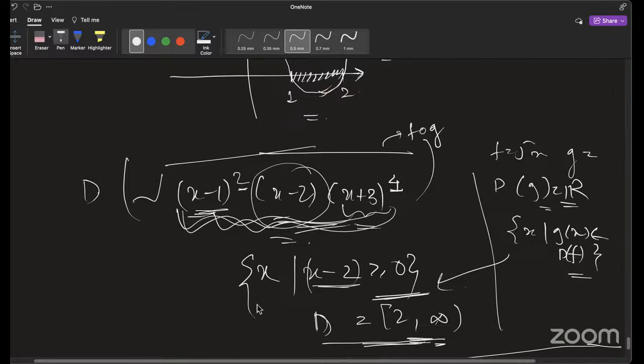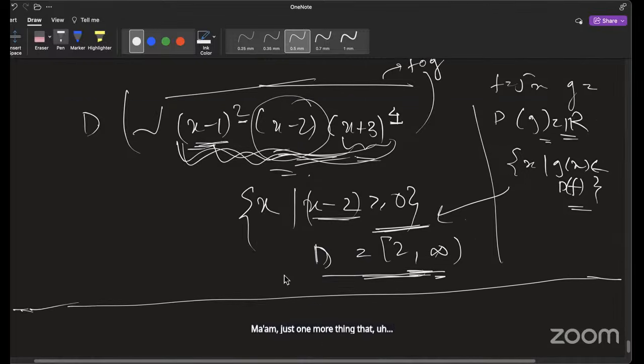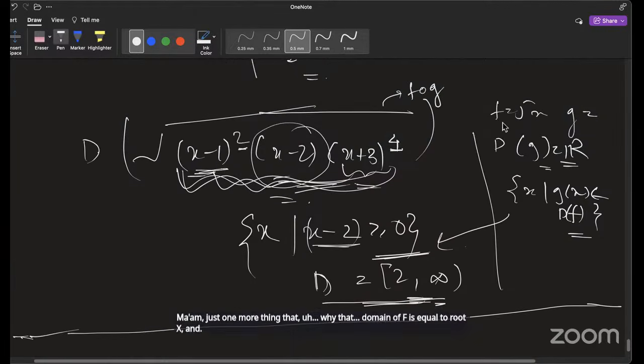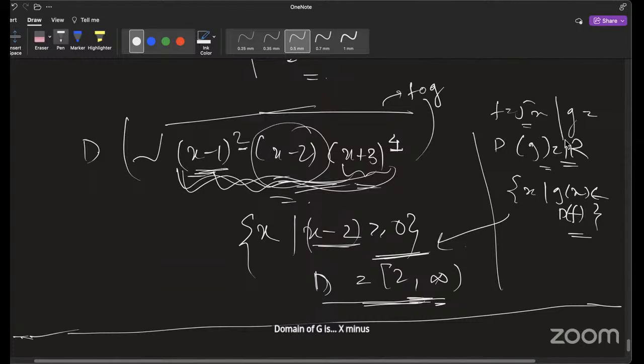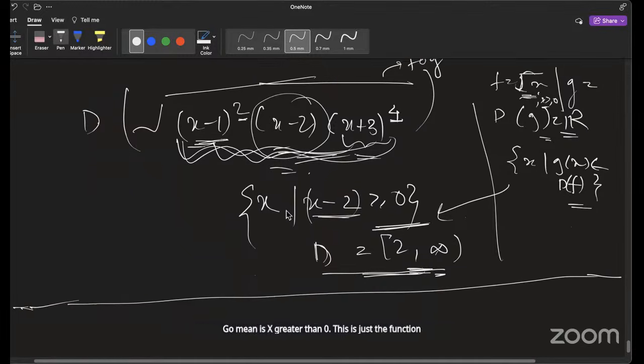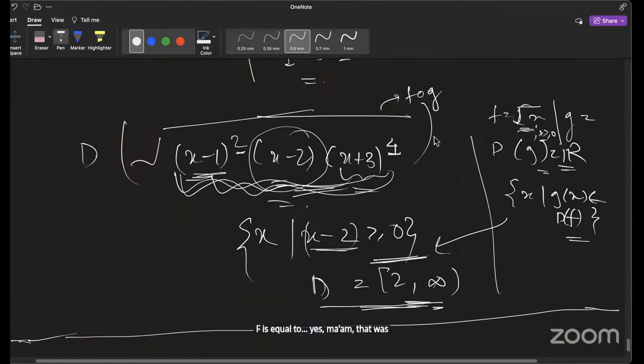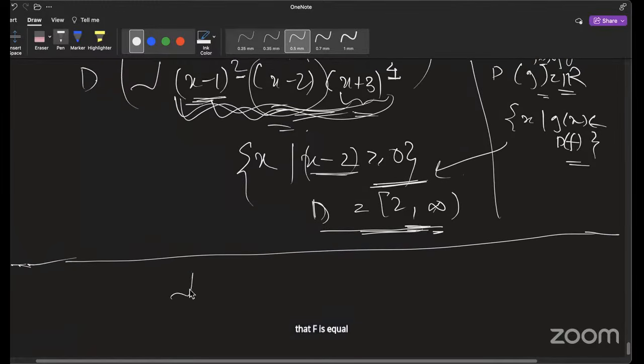Ma'am, just one more thing: why is the domain of f equal to root x? This is not the domain, this is the function. The domain is x greater than 0. This is just the function, square root of x. Yes ma'am, that was what I was asking, that f is equal to square root of x. If you have this thing, let's discuss it from here.